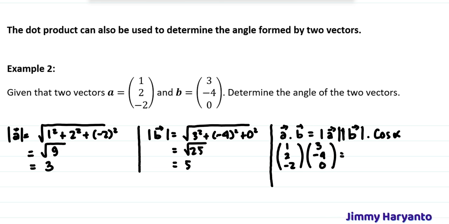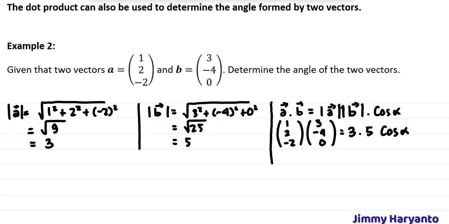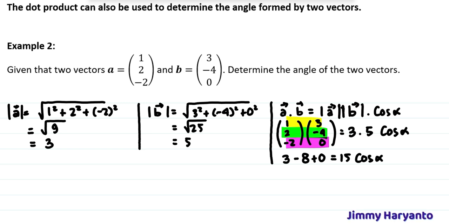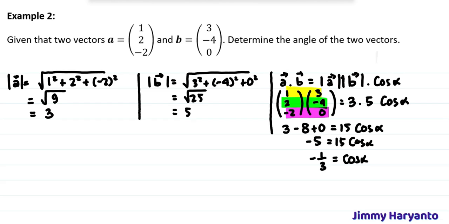The length of a equals 3, the length of b equals 5, and then this one is cos alpha. Then we only have to multiply this and that one. So the first is 3, next is negative 8, and the last one is 0, equals 15 cos alpha. That means negative 5 equals 15 cos alpha, and then cos alpha equals negative 1/3.